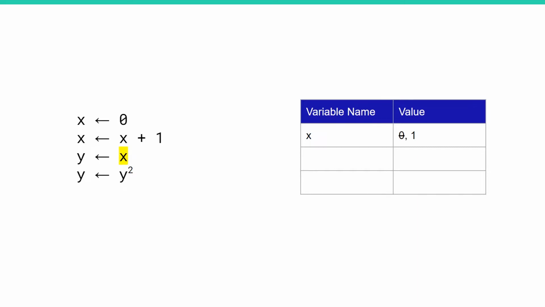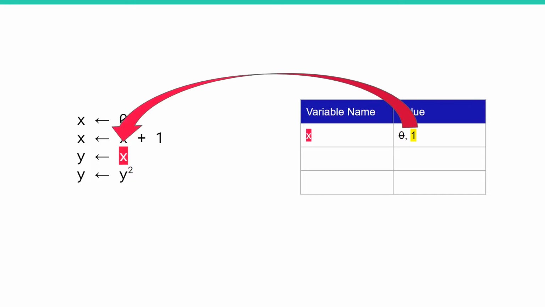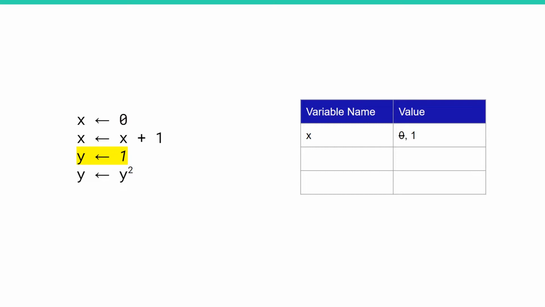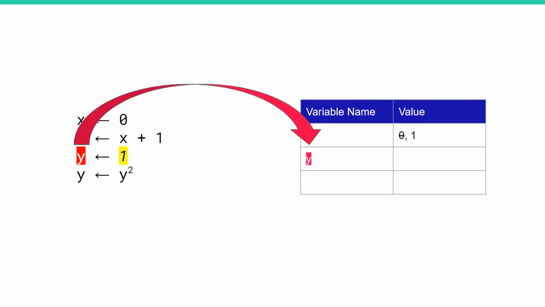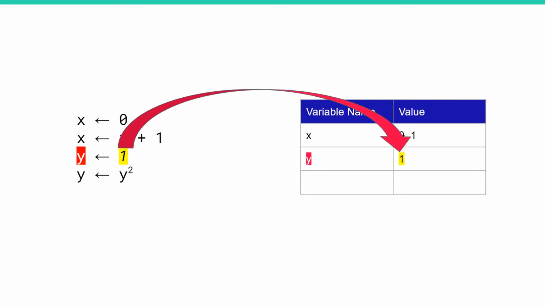In the third line, we are looking at the x variable. We obtain the matching value of 1. We substitute that value into our expression, and then we assign that into a new variable, y, which we then create as a new row, and we store the corresponding value.